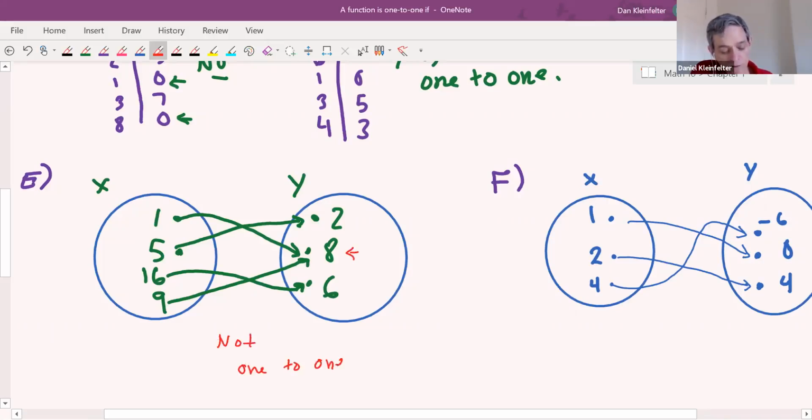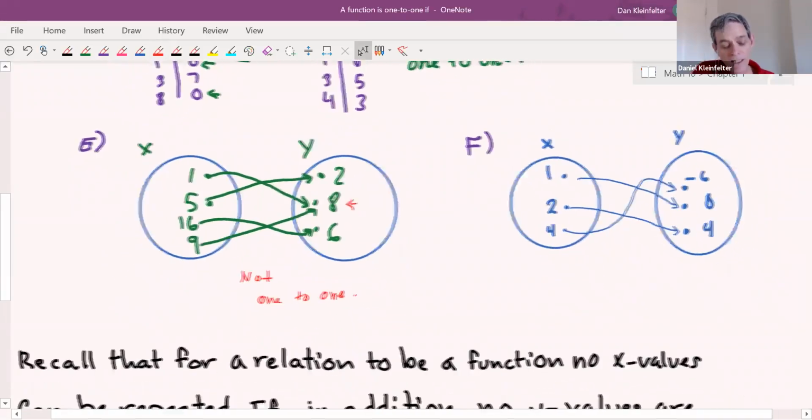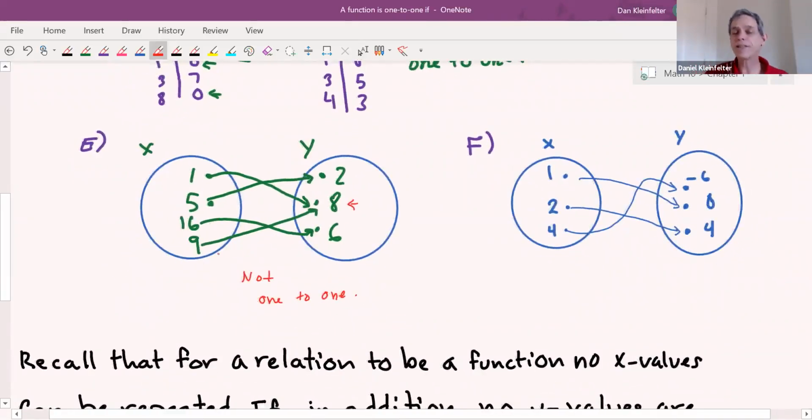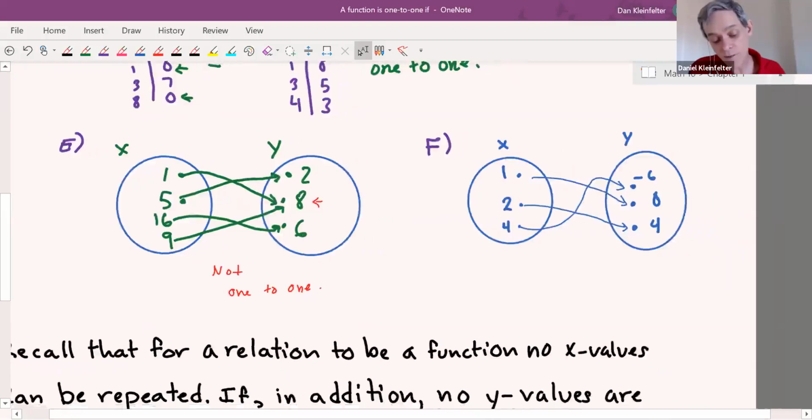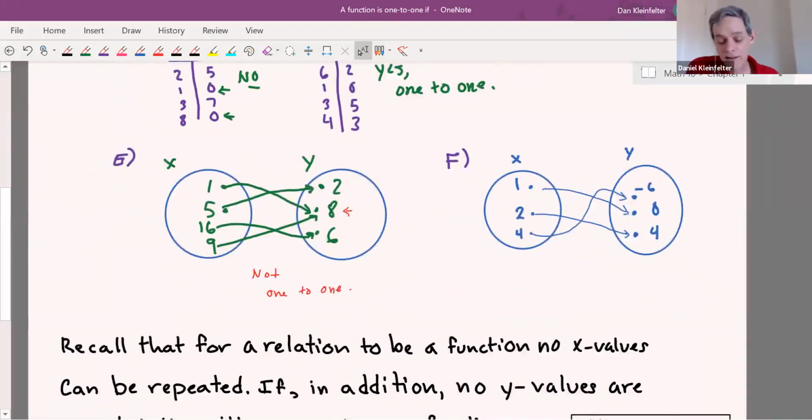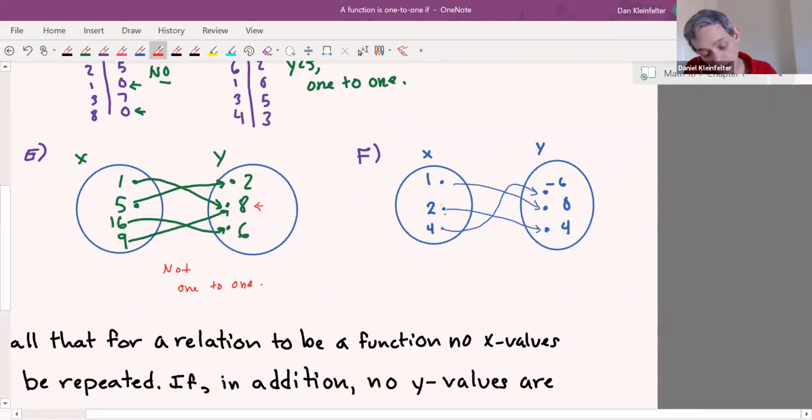In order for a relation to be a function, we can have one arrow leaving the x's. That is, each x is used only once. In order for a function to be one-to-one, each y can have only one arrow leading to it. Okay? Here for f, each x value has only one arrow leading away from it, so it's a function. For the y's, each y value has only one arrow leading to it. So this makes it one-to-one.